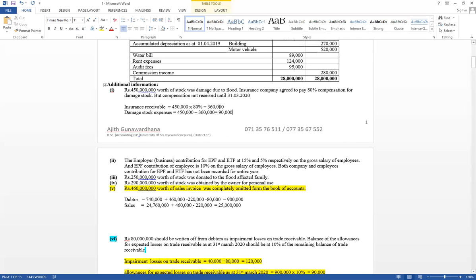Insurance receivable should be included under current assets. Damaged stock expense should be included under other expense, only 90,000. And the cost value, total value, it has available additional information. This double entry, purchase account credit. Purchase then damage. Therefore, this value should be deducted under cost of sales calculation also. Cost value should be deducted based on the matching concept under cost of sales calculation. And insurance receivable under current assets. Balance part, damaged stock expense under other expense.